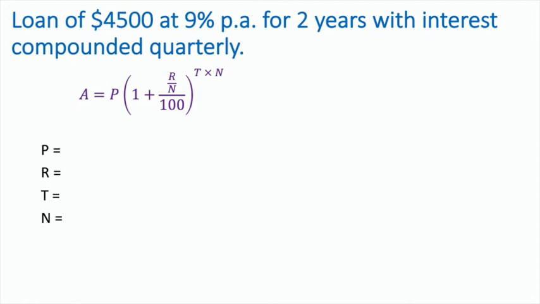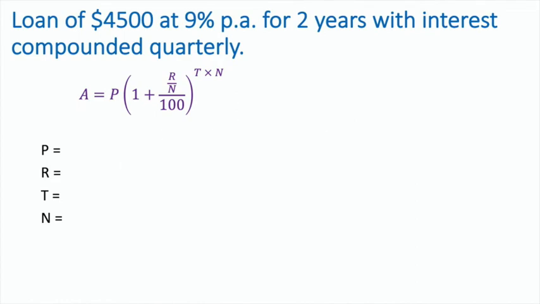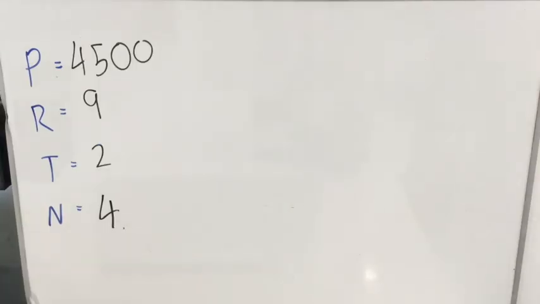That's a big clue so that you know what N equals. See if you can fill in your 4 letters here, P, R, T and N, with what they are in this scenario. Your starting amount is $4,500. The interest rate is 9%.